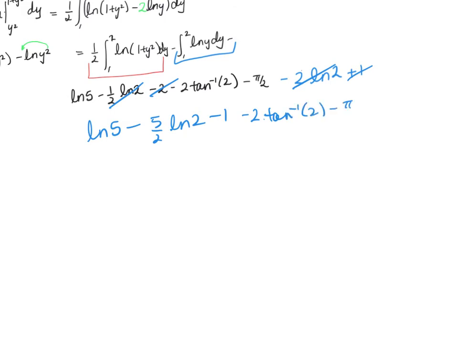Inverse of 2 minus pi over 2. And there it is in all of its glory, provided, of course, I didn't make any mistakes anywhere. But I believe that's what we end up with.